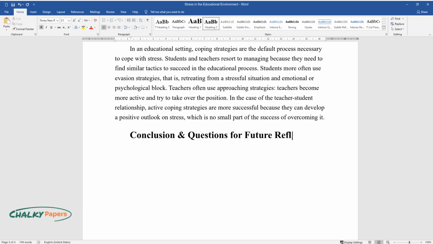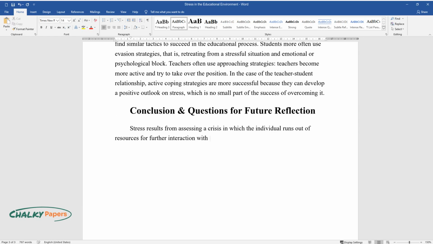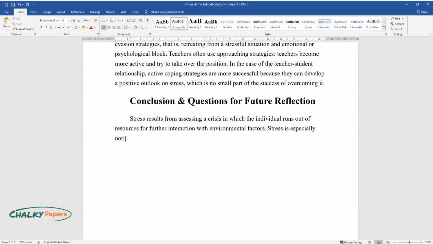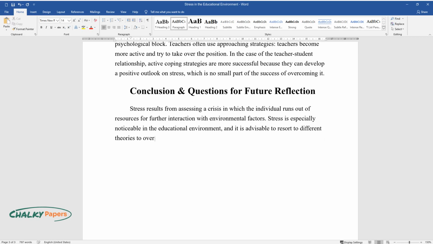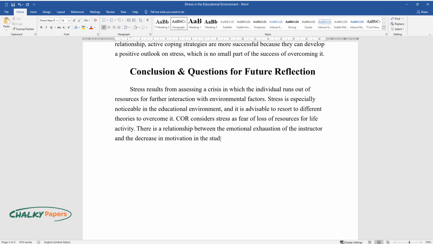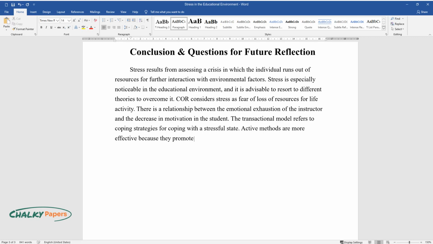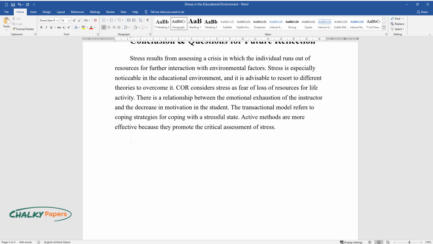Conclusion and questions for future reflection. Stress results from assessing a crisis in which the individual runs out of resources for further interaction with environmental factors. Stress is especially noticeable in the educational environment, and it is advisable to resort to different theories to overcome it. COR considers stress as fear of loss of resources for life activity. There is a relationship between the emotional exhaustion of the instructor and the decrease in motivation in the student. The transactional model refers to coping strategies for coping with a stressful state. Active methods are more effective because they promote the critical assessment of stress.